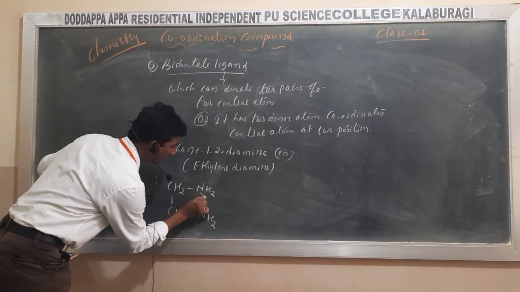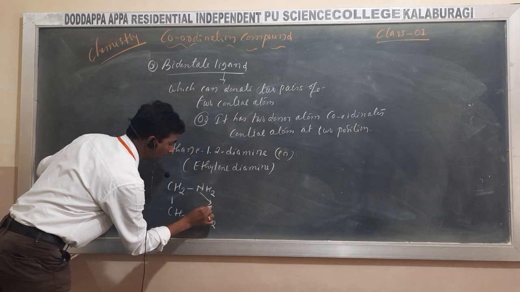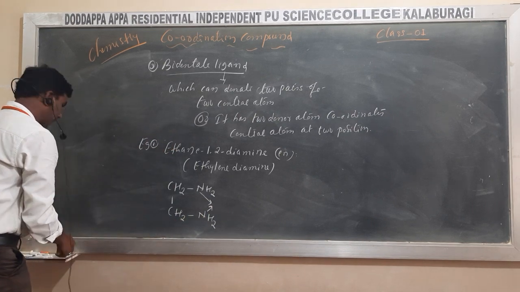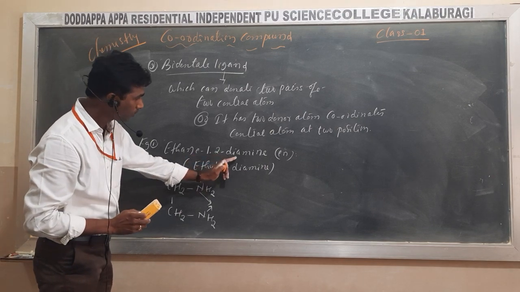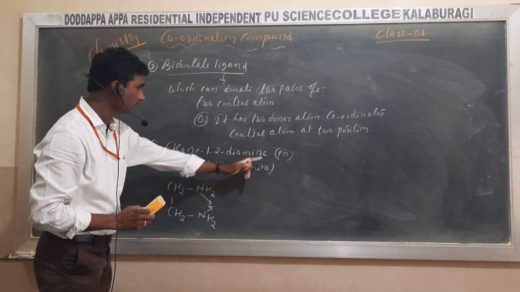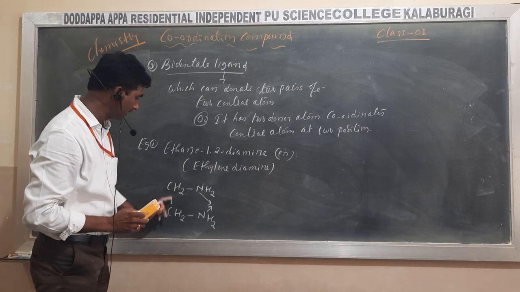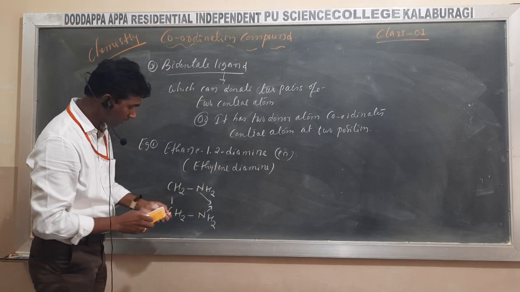So how many donors are here? One nitrogen and two nitrogen. Total two donor atoms are there. So hence it is called bidentate ligand. Ethane 1,2 diamine or ethylene diamine. Shortly we can write en. It indicates ethylene diamine. How many donors are here?